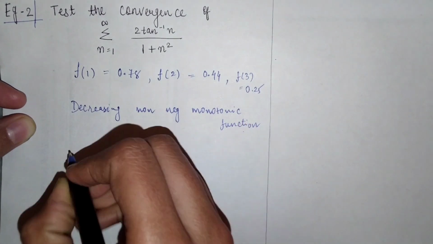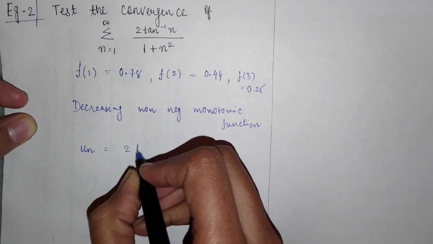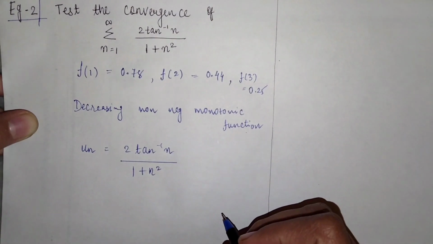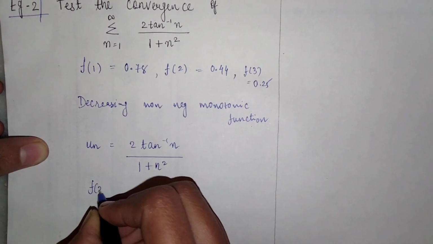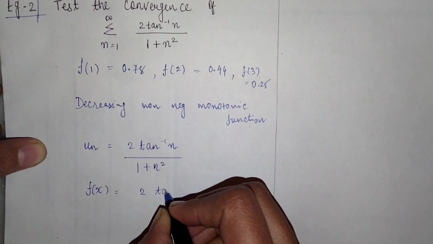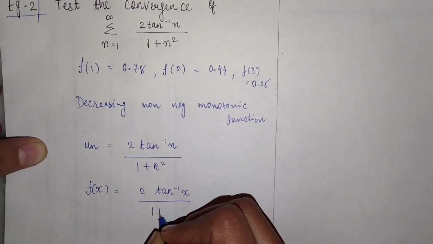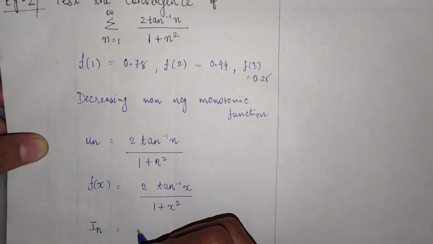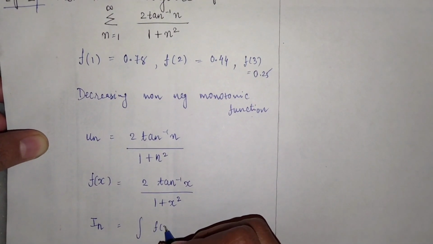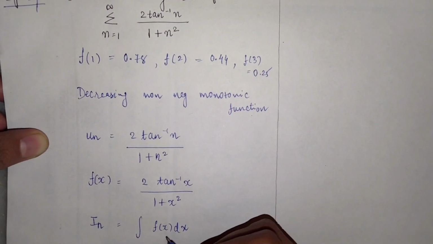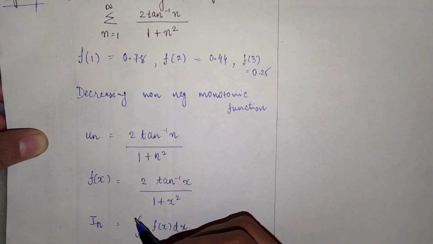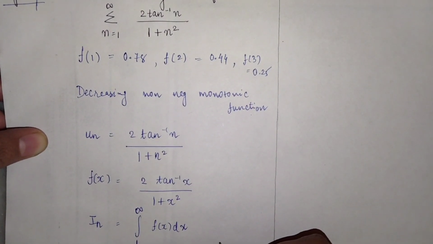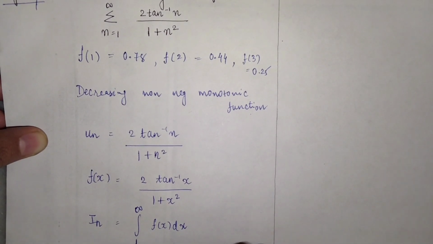So again we can apply here Cauchy's integral test. So now this is our u n, 2 tan inverse n by 1 plus n square. But we have to find f of x. So f of x is equal to 2 tan inverse x by 1 plus x square. Now we will apply the rule of Cauchy's integral test, that is integral f of x dx. Now here you can write 1 to n, or you can directly write 1 to infinity. Okay, so I am writing directly 1 to infinity because at last we are putting limit n tends to infinity.